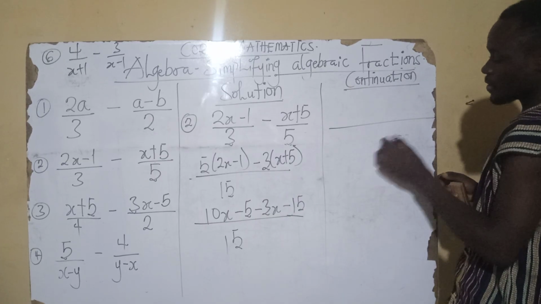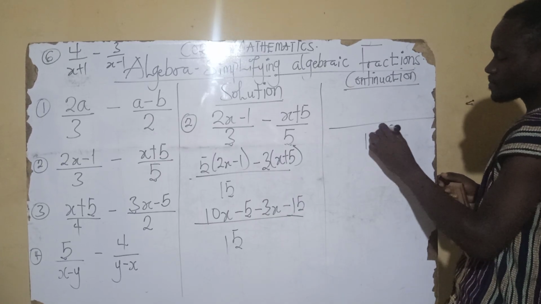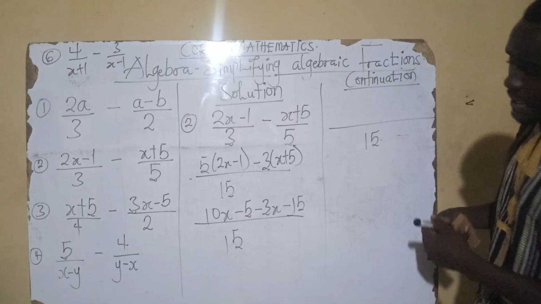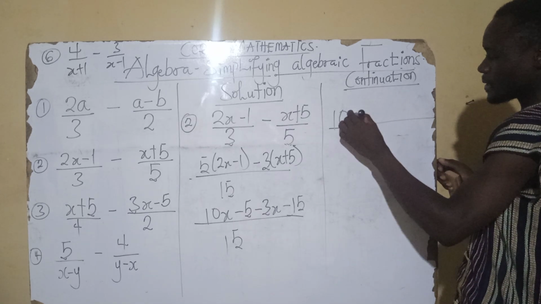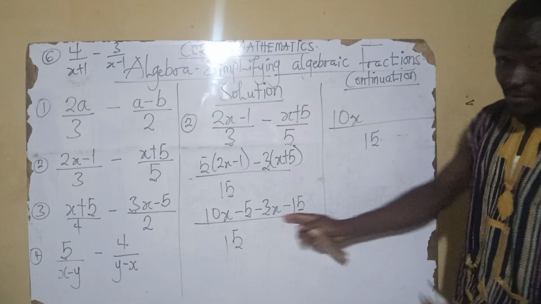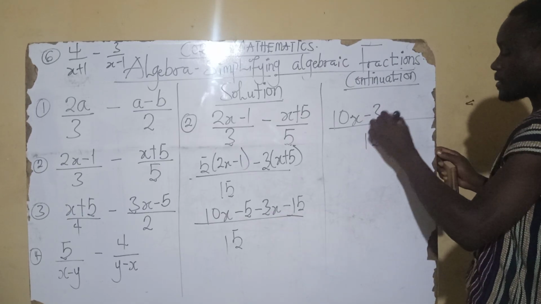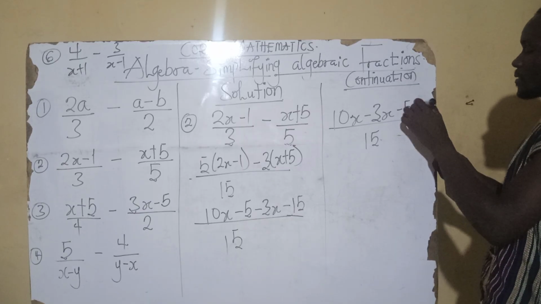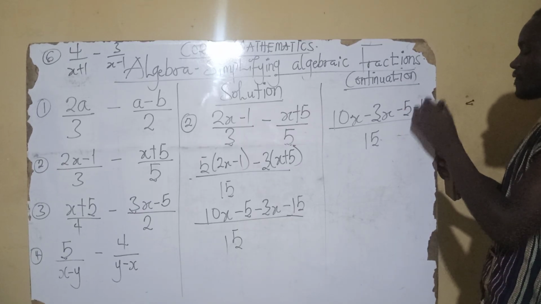So we draw our fractional bar 15 here. Then here we group like terms. You know what like terms are? So I have my 10x here. Then the next like term is what? Negative 3x. So I have negative 3x here. And this one too comes, so I have negative 5 minus 15.